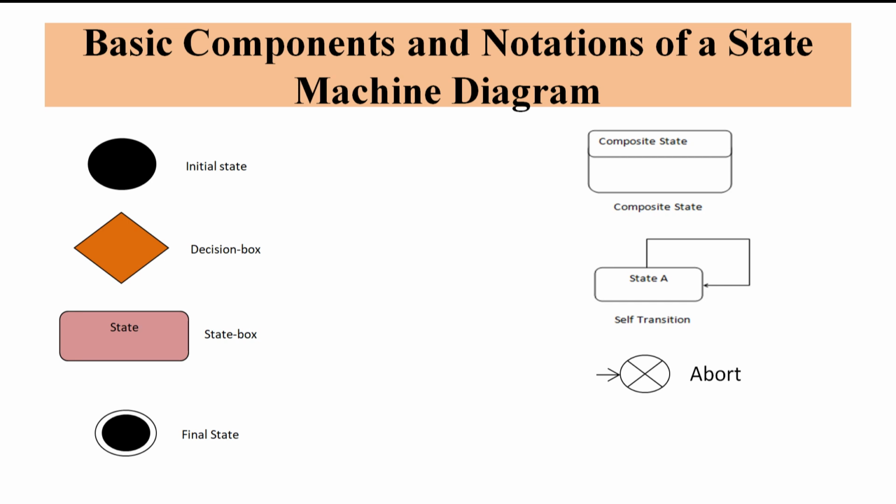And if we have a composite state, then we use this particular diagram to show the composite state. And if we are moving from one state to that state itself after performing a certain operation, then that is known as self transition. For that we use this particular symbol. And if we have a condition where we are not moving anywhere and the system is at halt, so for abort we use this particular symbol.